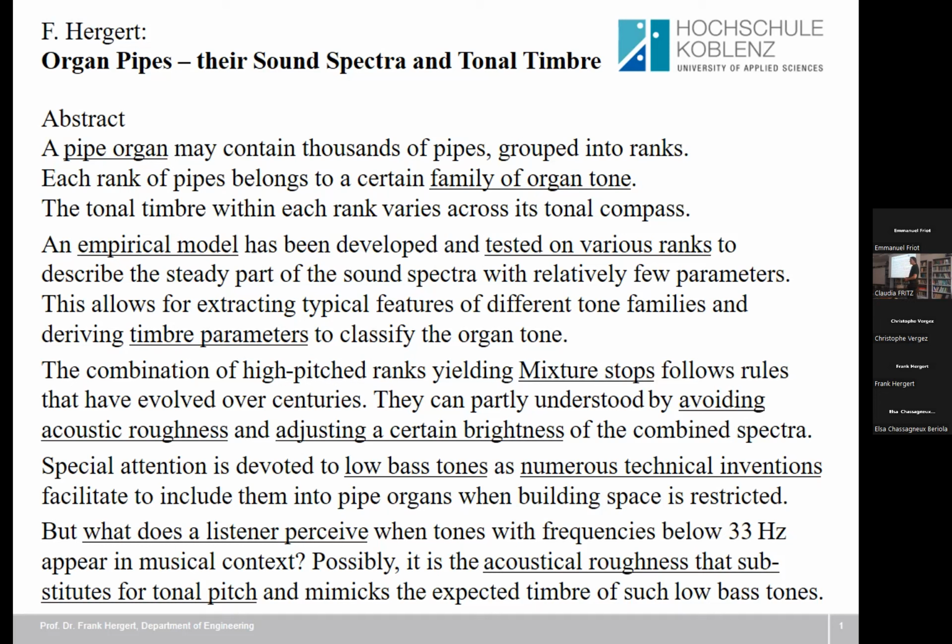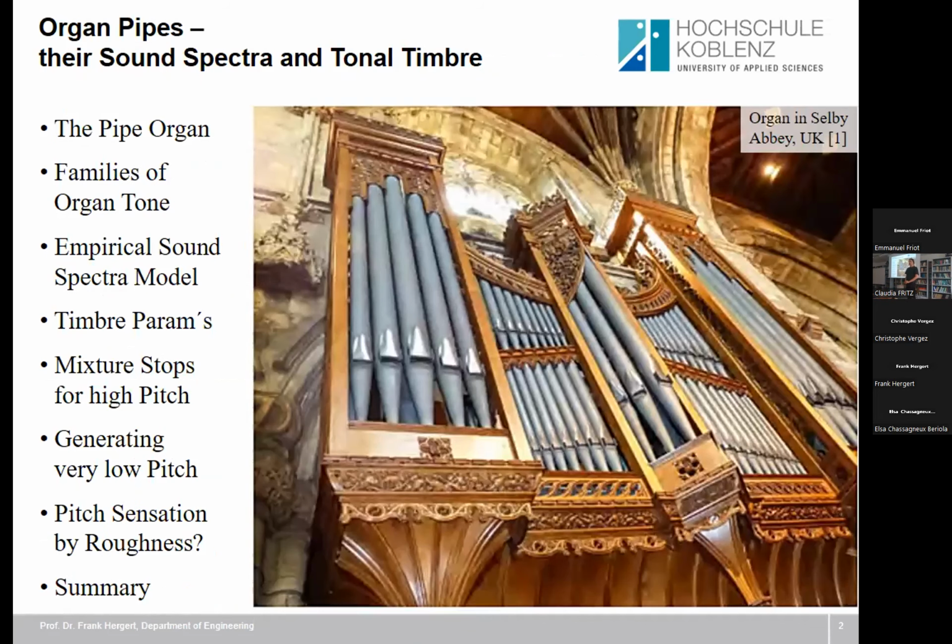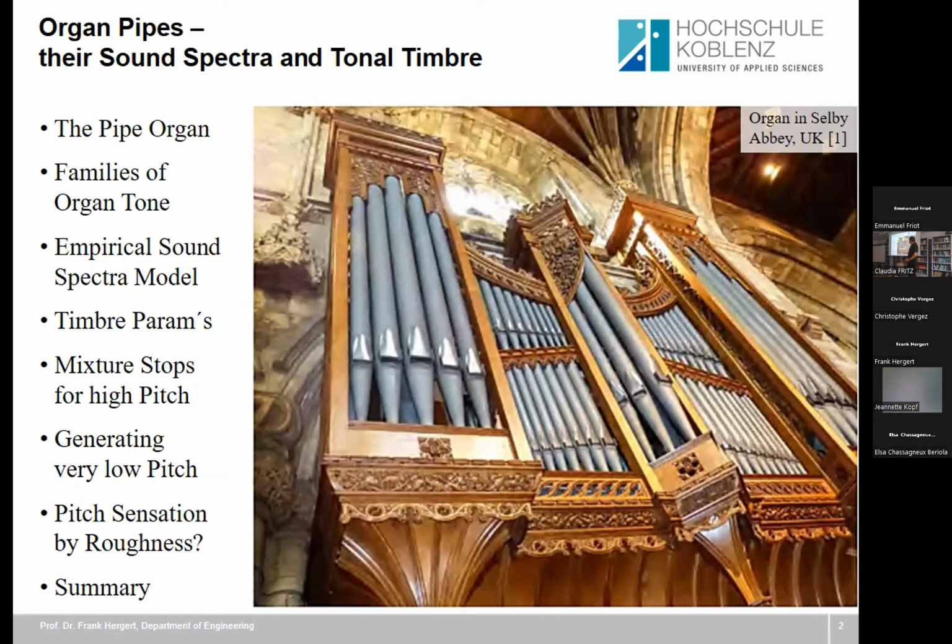So you see the outline or the content of my talk, and I want to focus on the following topic. What is a pipe organ, and how can we distinguish the different families of tone? That will lead me to an empirical model to classify the sounds and to group them into something which I call timbre parameters. And then I will investigate combinations of pipes called mixtures, very high pitches together.